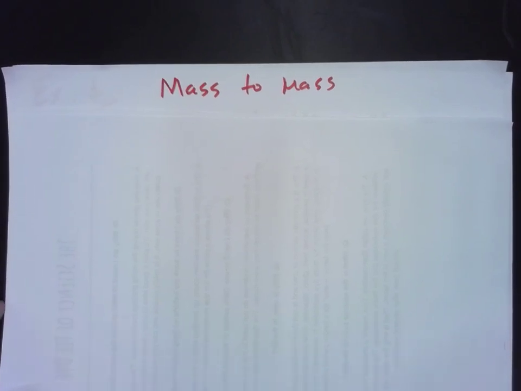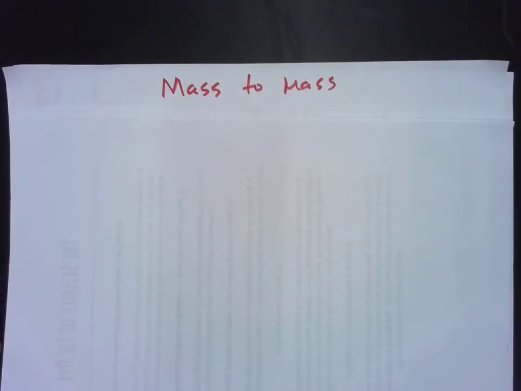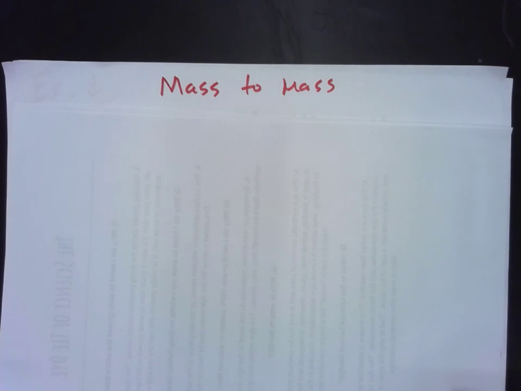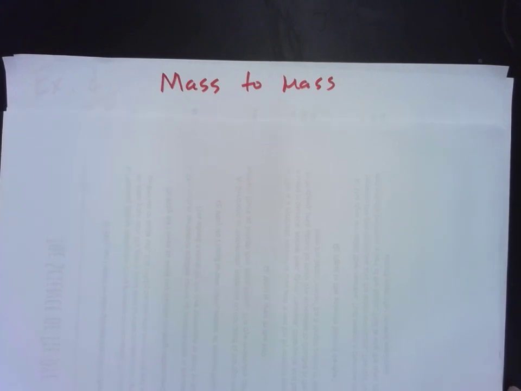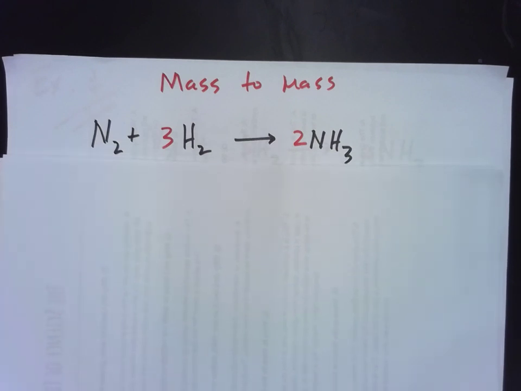In the last video we discussed mole to mole problems, and I said there's going to be three types of problems, and the next type is mass to mass. Okay, so mass to mass. Let's see what a mass to mass problem looks like, and I want you again to copy this. We'll use the same equation: N2 plus H2 yields NH3, and that's N2 plus 3H2 yields 2NH3 balanced.